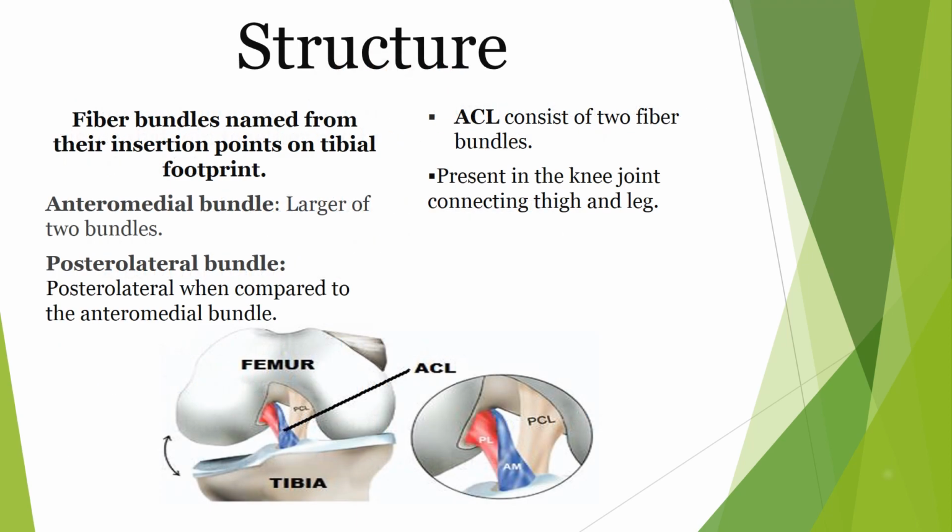The ACL is composed of two fiber bundles. These fiber bundles connect the thigh and the leg. The larger fiber is the anteromedial fiber, which is located anteromedially on the tibial side, yet more proximal on the femoral side when compared to the posterolateral bundle. Below, in the picture, you can see the ACL is featured in blue. However, the anterior picture shows the anteromedial bundle in blue. Also featured is the posterolateral bundle and the posterior cruciate ligament.